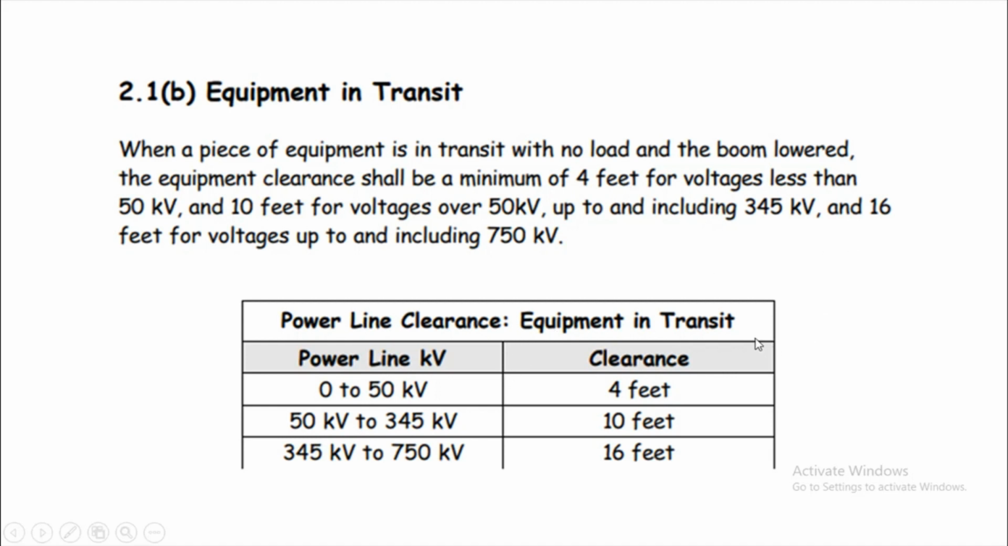Okay, so 0 to 50, 4 feet; 50 to 345, 10 feet; 345 kilovolts to 750 kilovolts, 16 feet. So please bear in mind this. And of course, this is the minimum clearance. But if, for example, the power line is 0 to 50 kilovolts, and you make it 10 feet or 16 feet, there's no problem. But the minimum is 4 feet.